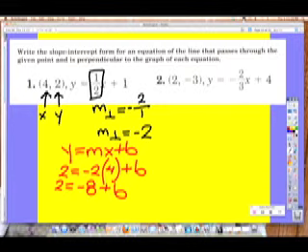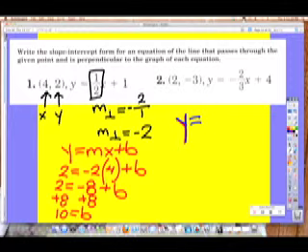I got 10 also. How many of you got 10? Okay, sweet. So we got y. Keep your y. Okay, what was our slope? Negative 2 for the perpendicular slope. X, and we got a positive 10 for b. Final answer. Y equals negative 2x plus 10.